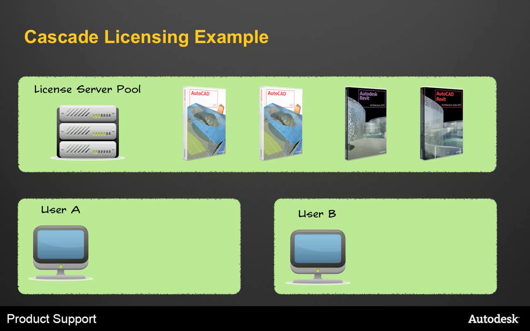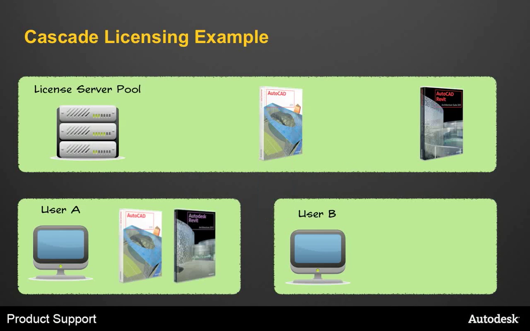Let me explain that with an example. Here a customer has a pool of licenses consisting of 2 AutoCAD licenses, 1 Revit Architecture license, and 1 Revit Architecture Suite license. So a total of 4 licenses running on their server. So user A runs AutoCAD and pulls 1 AutoCAD license from the pool. User A then runs Revit Architecture and pulls the 1 Revit Architecture license from the pool. All that's left now in that pool is an AutoCAD license and an Architecture Suite license. So then user B launches AutoCAD and pulls the 1 remaining AutoCAD license.